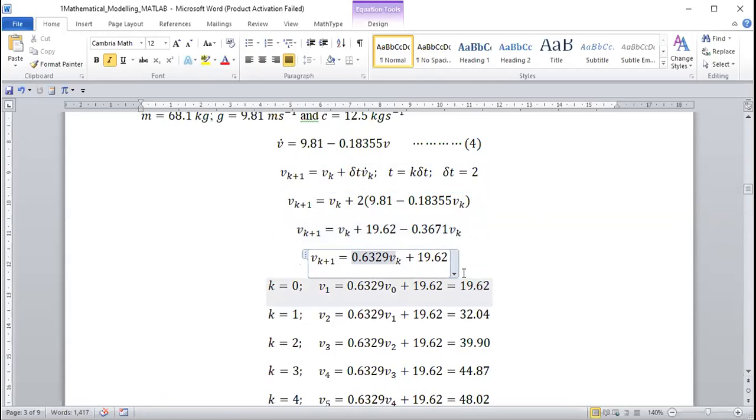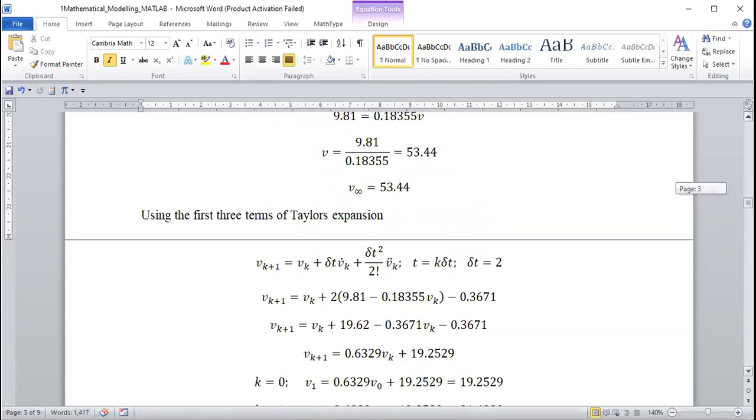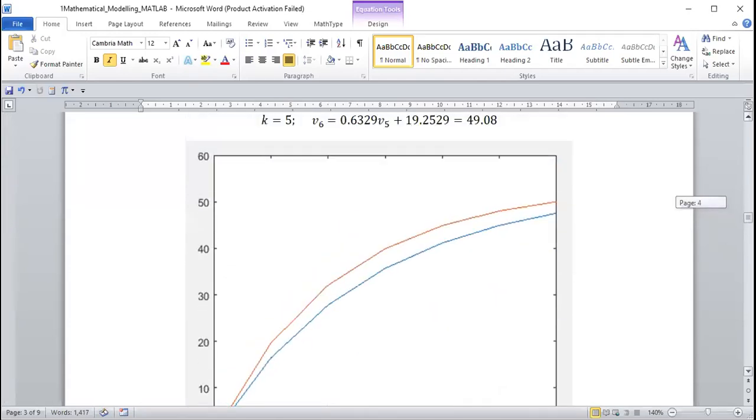So that means using a smaller step size is going to make the solution much more accurate, because here we used a step size of 2. Then we discovered that this is the analytical solution in blue, and this is the numerical solution in red. There is a large error between the analytical solution and the numerical solution.